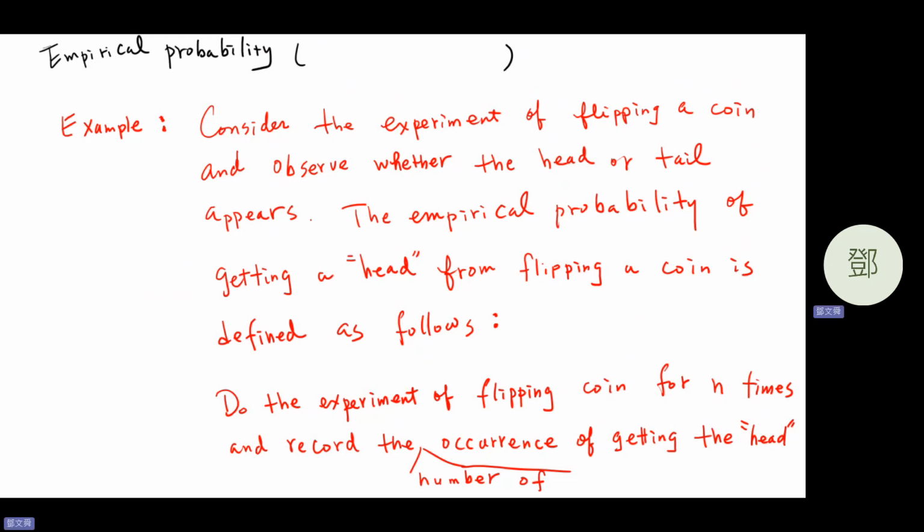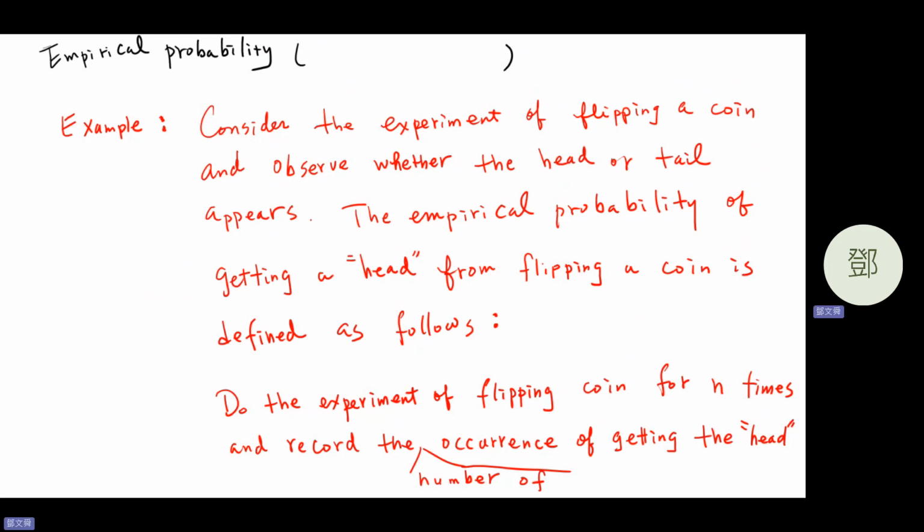To introduce empirical probability, the best way is to use the example of flipping a coin. Consider the experiment of flipping a coin and observe whether the head or the tail, 正反面, appears. When you flip it, either head or tail appears.